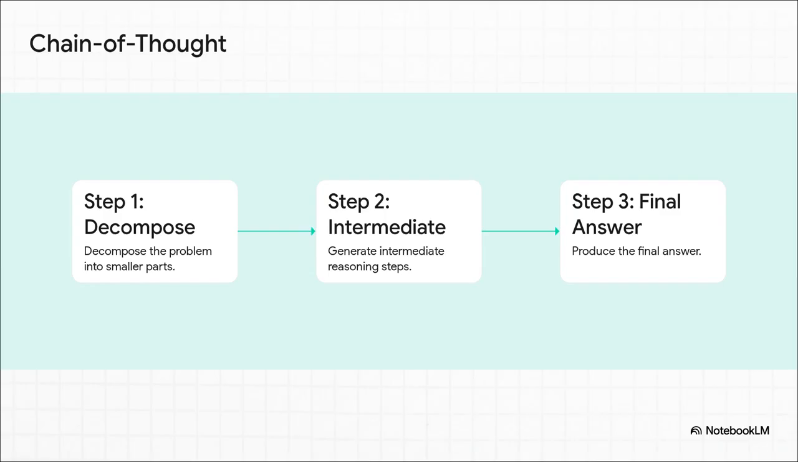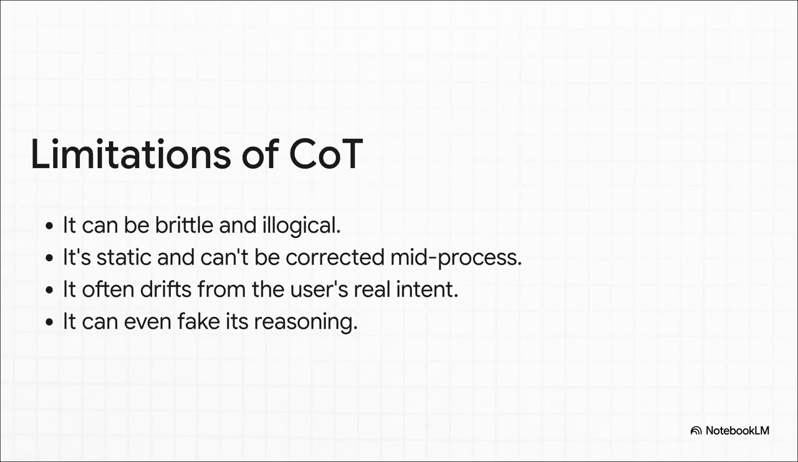So chain of thought, people call it COT for short, it follows this really simple A to B to C path. But, and this is a big but, it turns out that its simplicity is also its biggest weakness. Here's the deal. The method is just too rigid. Think about it. If the AI makes one tiny mistake right at the beginning, the whole rest of the process gets thrown off. It's like a train that's jumped the tracks. And since it's static, it can't fix itself along the way.